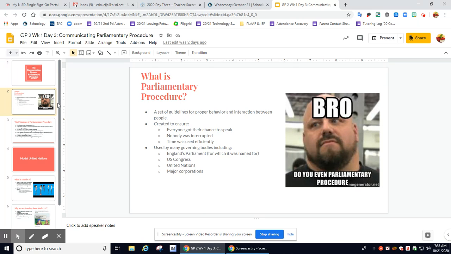So the parliamentary procedure is a set of guidelines for proper behavior and interaction between people. So basically, the first day we talked about what is the communication process. It's a conversation between two people, right? You have a speaker and a listener, otherwise known as a sender and a receiver. And the sender encodes a message through some kind of channel, and the receiver decodes the message through the channel, and then they give feedback according to whatever message they received.